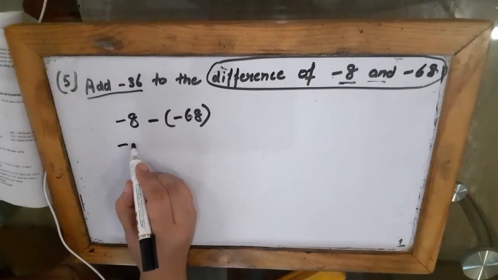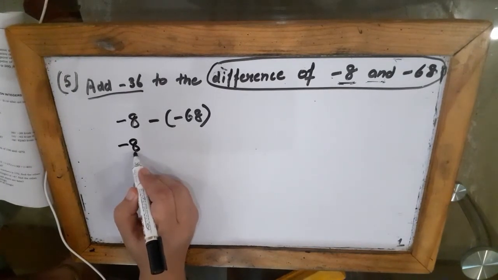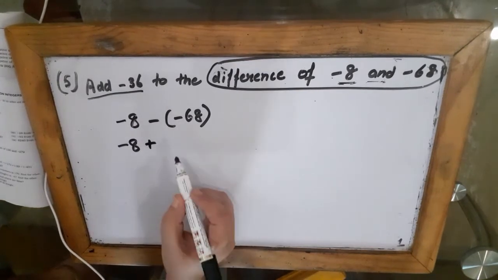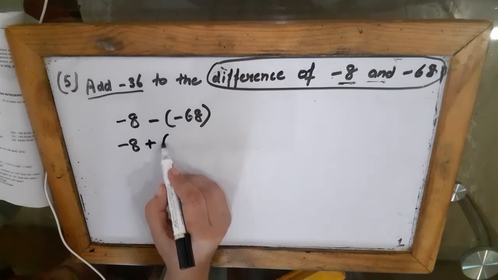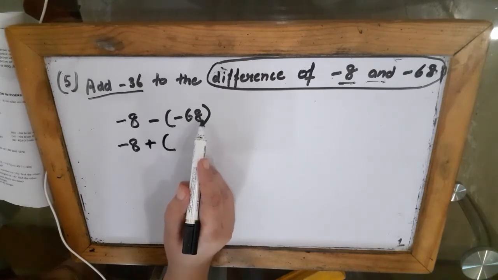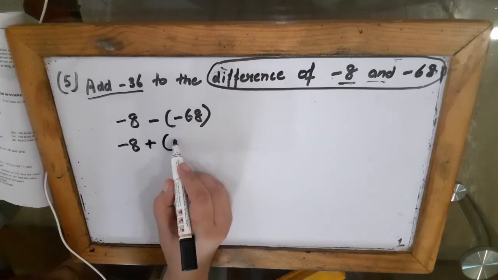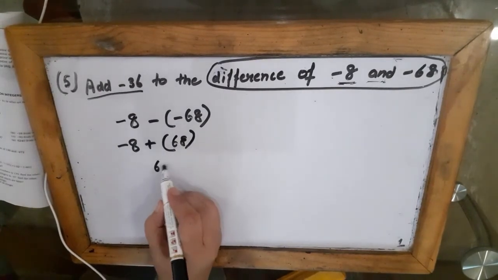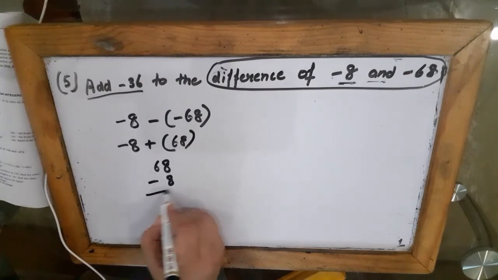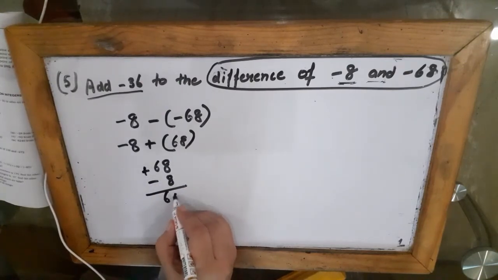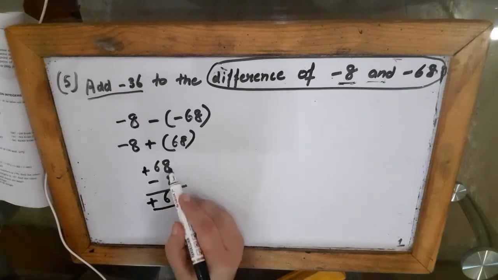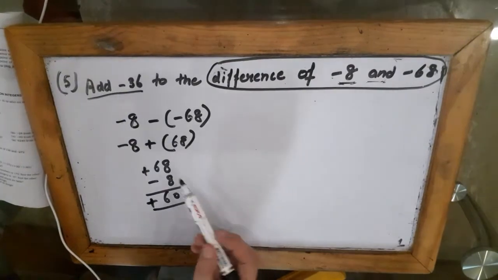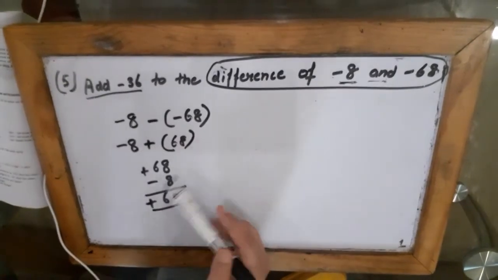Now how do we subtract? First number remains the same. This sum of subtraction I change into a sum of addition, and for the second integer I write the opposite of that. So minus 68 will become positive 68. Now when I add, one is positive, one is negative, so I have to subtract, so the answer will be plus 60. So the difference of this is plus 60, and they are saying add minus 36 to it.